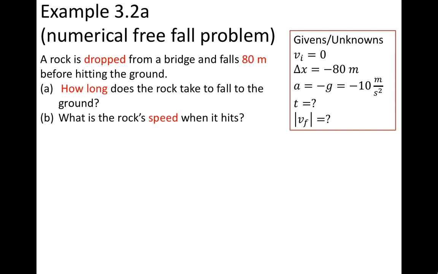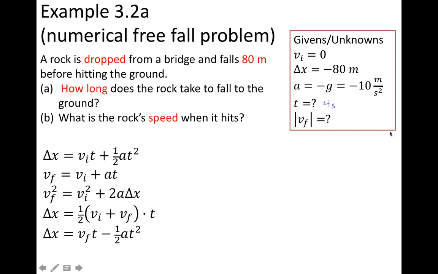For part B of the problem, now we know what the time is. We know that the time is 4 seconds. So we now have one more bit of information that we can use to solve for the final speed. Now that we have 4 givens and we're asked for the final velocity, we can use any equation except for the first one. This first one does not have a final speed or a final velocity in it. So we could use any of the other 4 equations to solve.